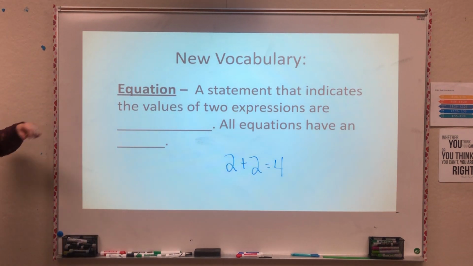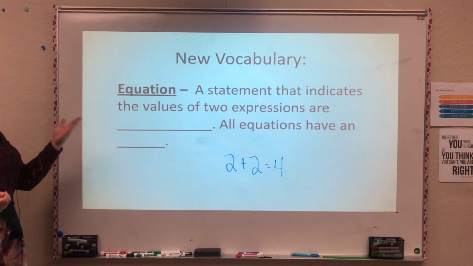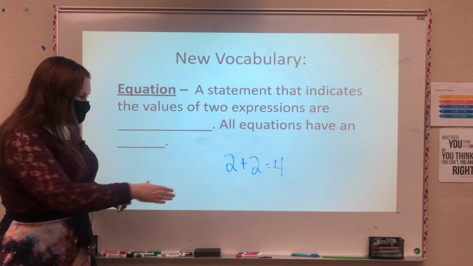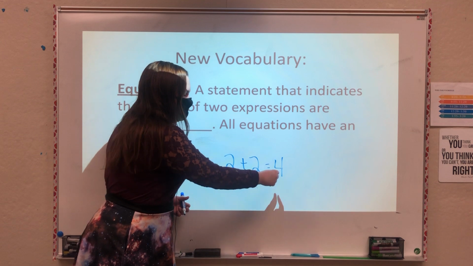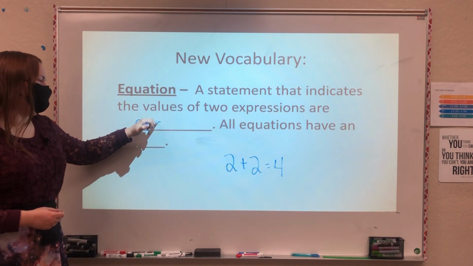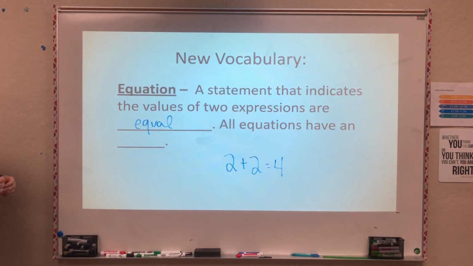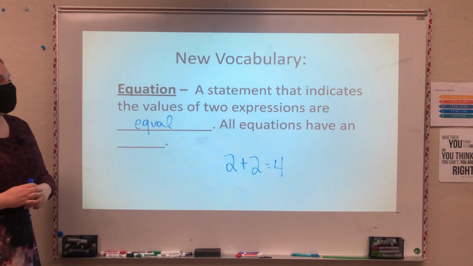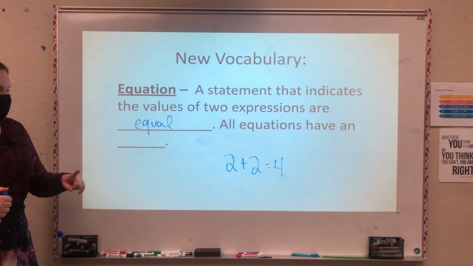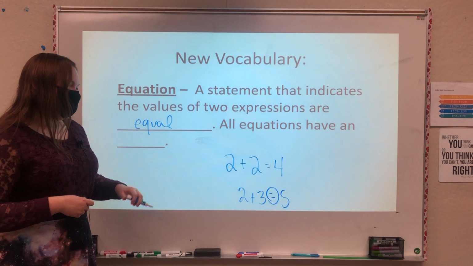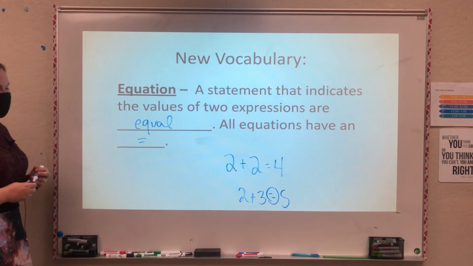When you have an equation, it is just a statement, like a math sentence, that indicates the two values. So the value 2 plus 2 and the value 4 are equal. That is the fancy math definition: an equation says the two sides are equal. And because of that, all equations have to have something in them. What does this equation have that makes it an equation? That right there, an equal sign.